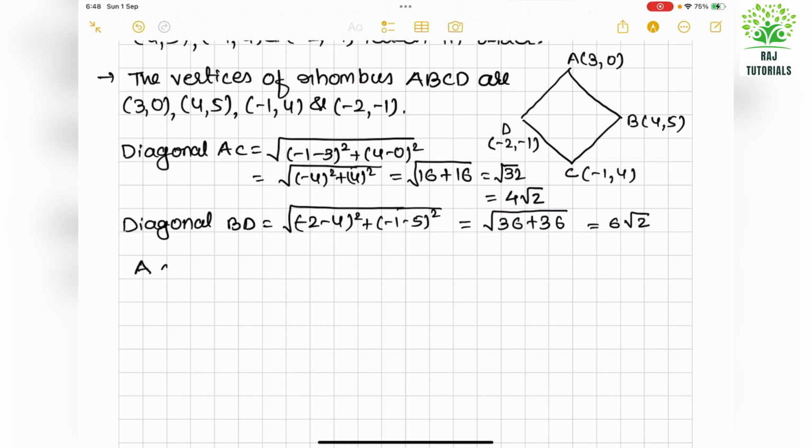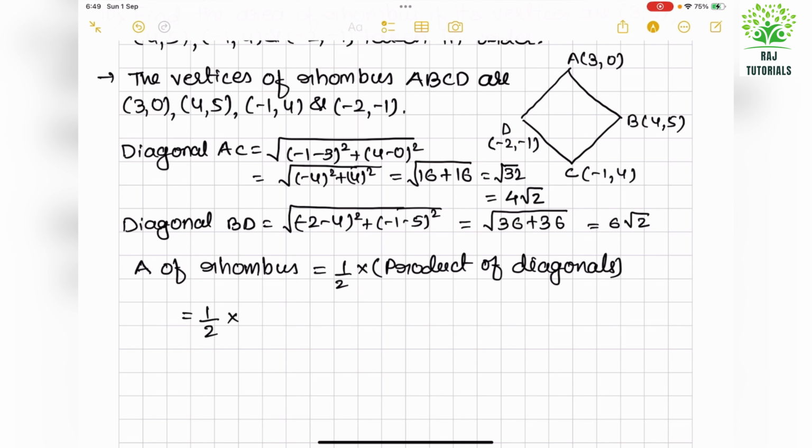So now we know that area of rhombus equal to half into product of diagonals. So I can say that will be half into AC into BD. So that will be equal to half into √32, or I can say 4√2, into 6√2. So if I cut 2 and 4, it will be 2. So 2 into √2 into √2 will be 2 into 6. So that will be 24 square units.